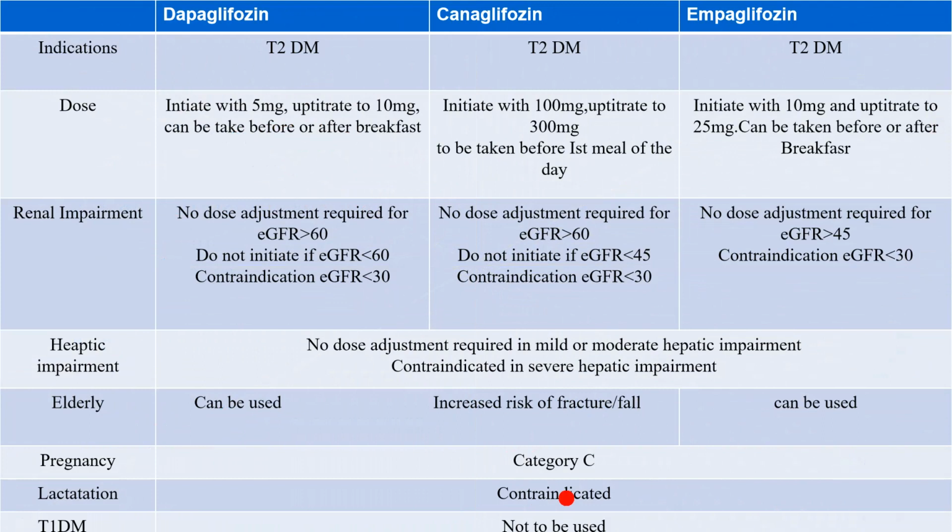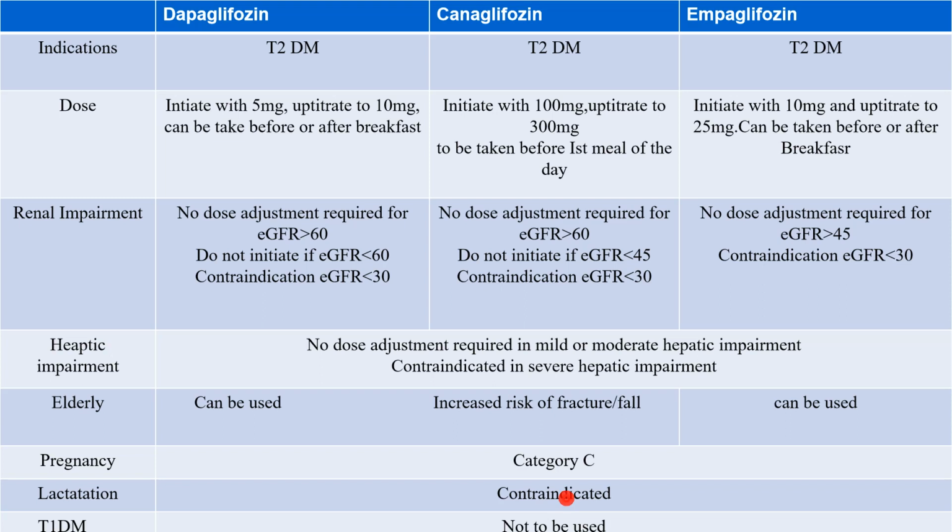I will discuss Sotagliflozin in another video. So let us compare the effects of three important SGLT2 inhibitors: Dapa, Cana and Empagliflozin. All three are indicated in type 2 diabetes only.